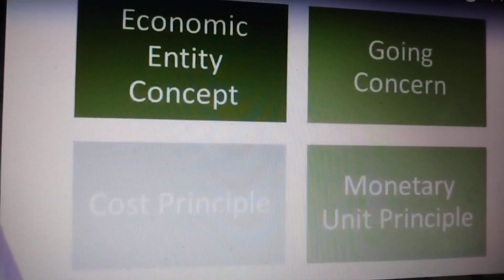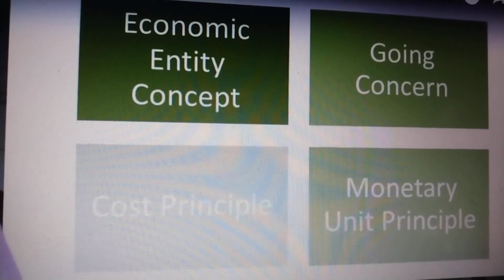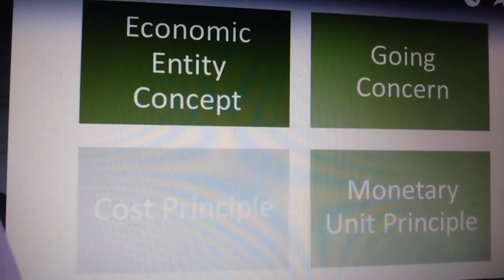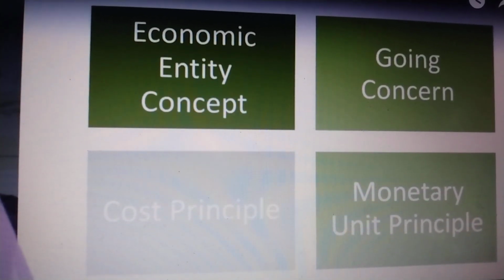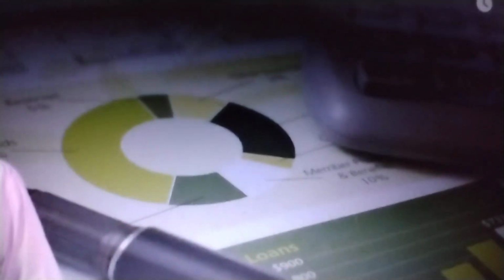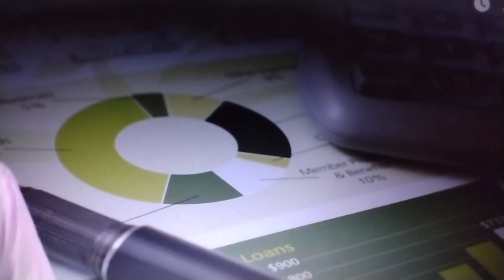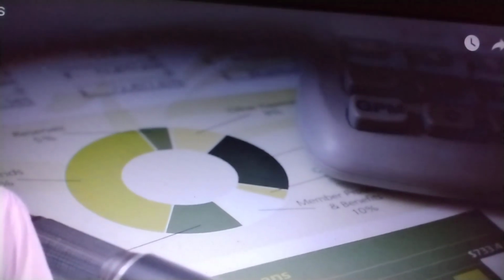Throughout your study of accounting, you will learn more principles, concepts, and assumptions that make up GAAP and help guide our accounting for financial transactions. That concludes this brief review of some of the basic principles, concepts, and assumptions for financial accounting.